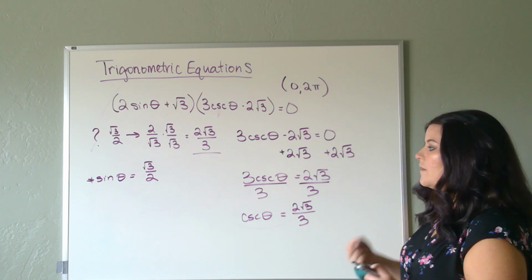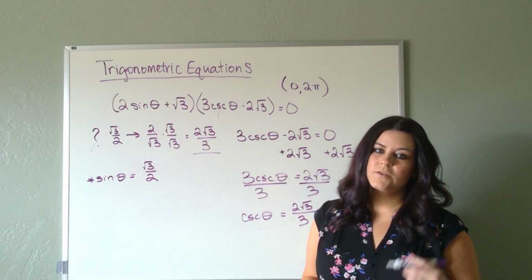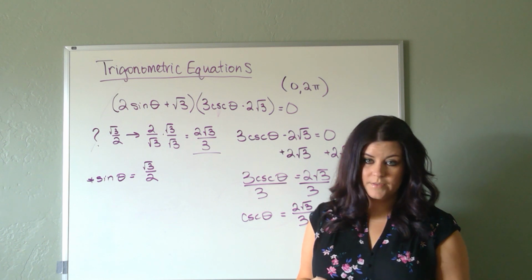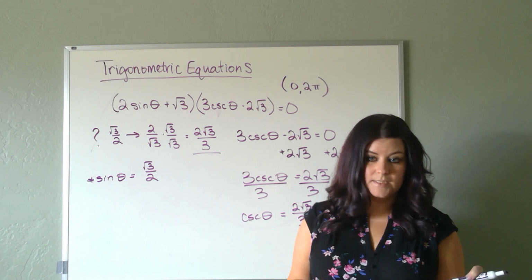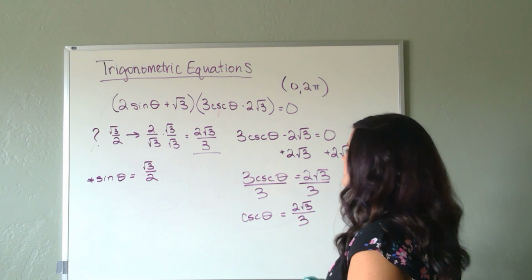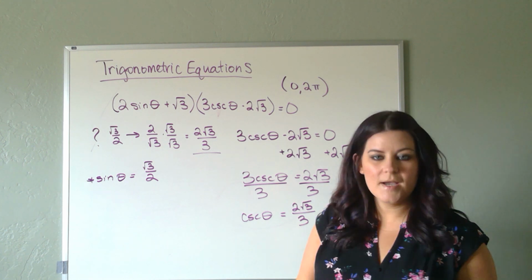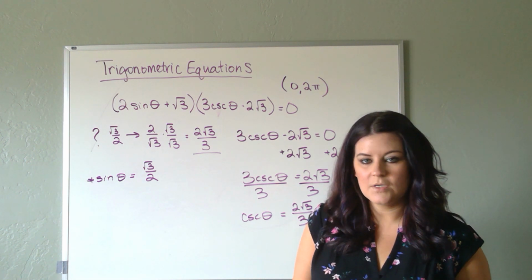Okay, so be really careful. Make sure you are pairing up the correct reciprocals. Remember, sine goes with cosecant in the reciprocal pairs. So where is sine positive root 3 over 2? That's what I'm looking for.